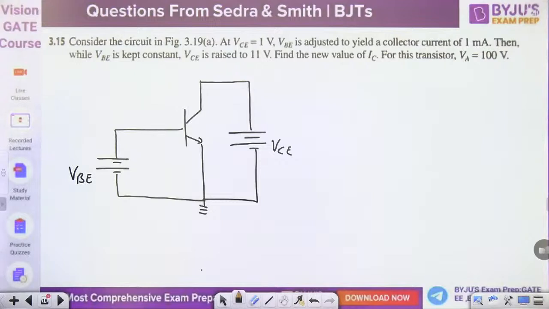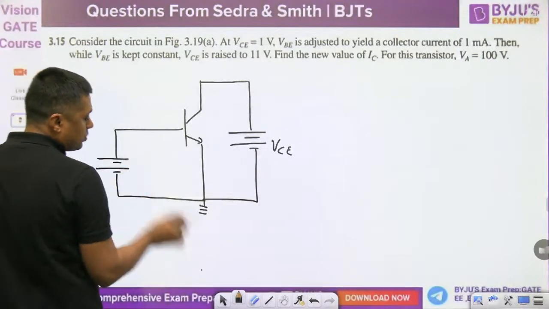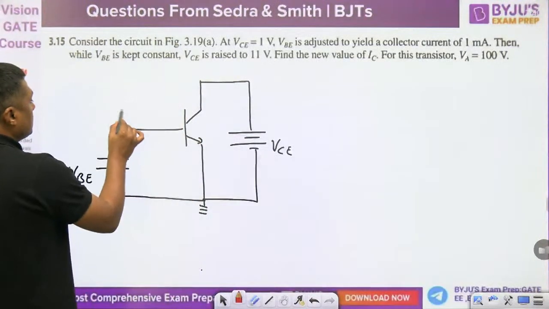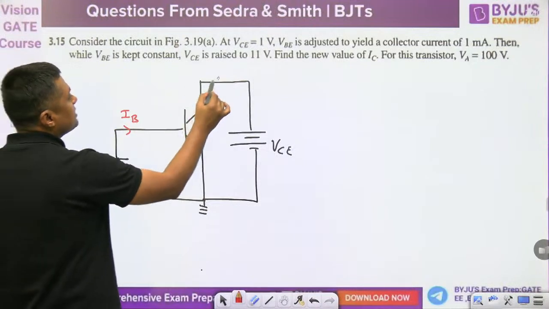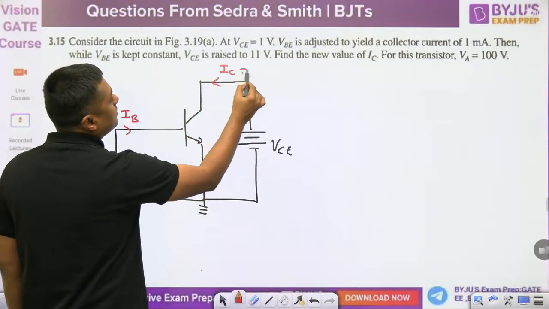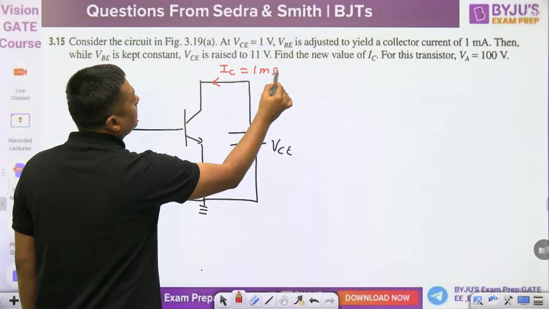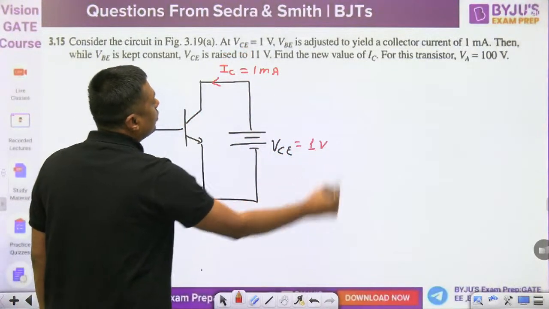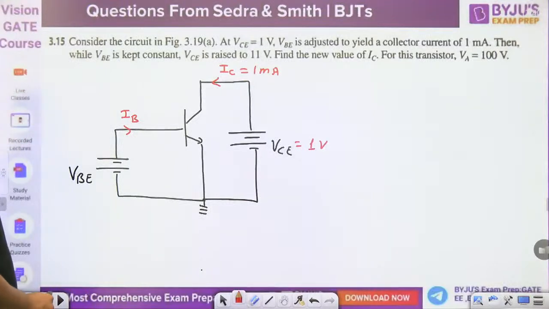VB is adjusted to yield a collector current of 1 milliampere. Initially, VB is adjusted so that we are getting some IB here. Because of that IB, we are getting some IC here. And IC is adjusted to 1 milliampere initially. And what is the value of VC? 1 volt. Initially, it is 1 volt. Now, what is written? That is important.